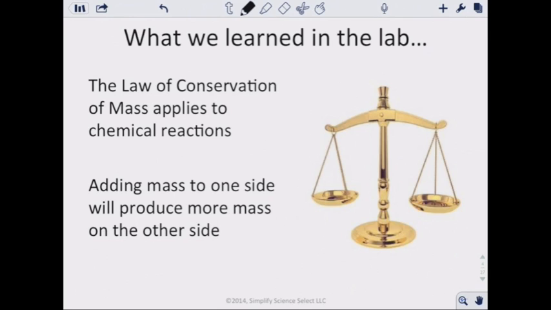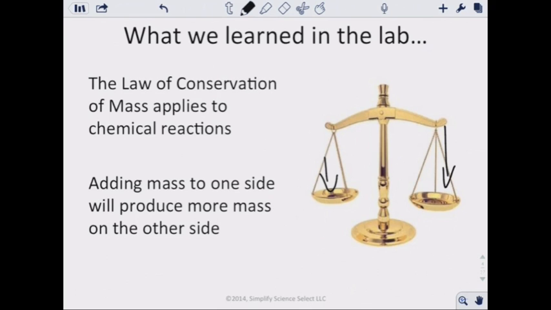So what we learned in the lab is that the law of conservation of mass applies to chemical reactions. When we look at the law of conservation of mass, it has to equal out. And so by adding mass to one side, it'll produce more mass on the other side. So if we put more mass here, that means that there's going to have to be more mass here. And so everything has to balance out, and that's where we get those chemicals walking that fine line.